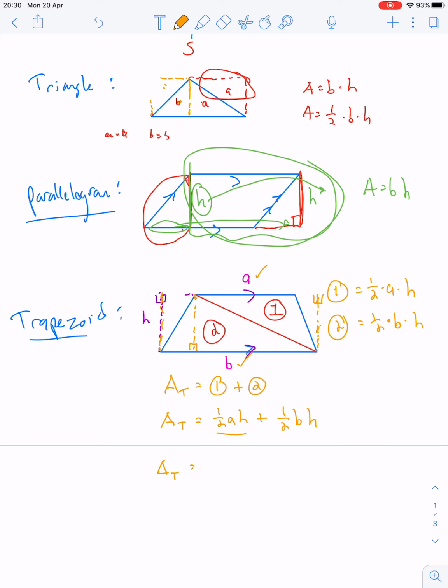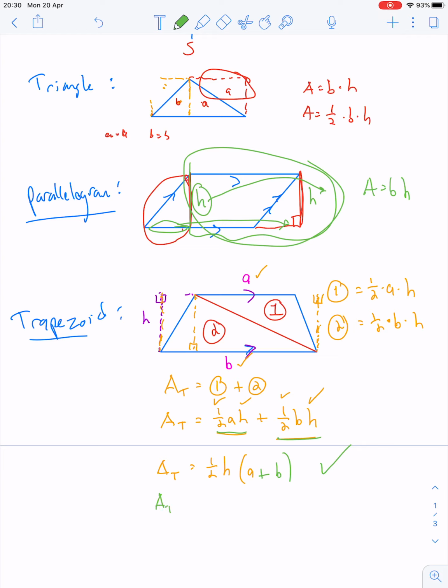Can we factor out anything from both of these? If they're the same, we can. And there's 2 things that are the same, the 1/2s and the h's. So we factor out a 1/2 and an h, and we're left with A over here and B over here. And there we go. There's our area of a trapezoid formula. So you can see it written like that.